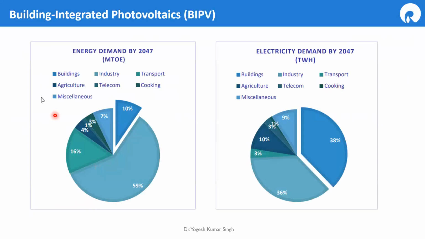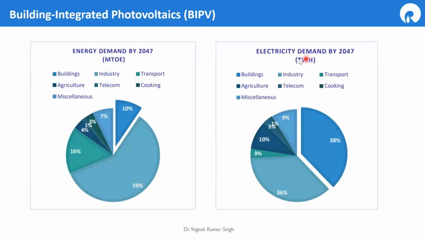Now this particular picture shows what the demand will be in India in 2047. If you see this particular demand, 59% of the energy demand will come from the building sector. The building sector means cooling, heating, and everything. So this 59% of the energy demand will be required in 2047.